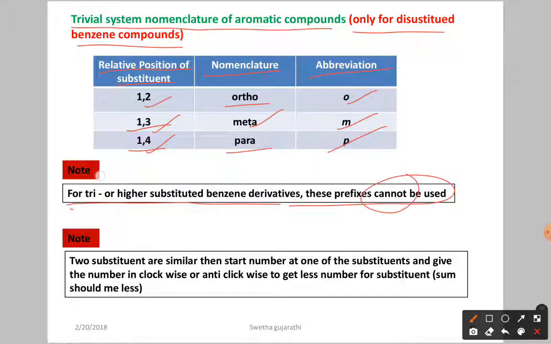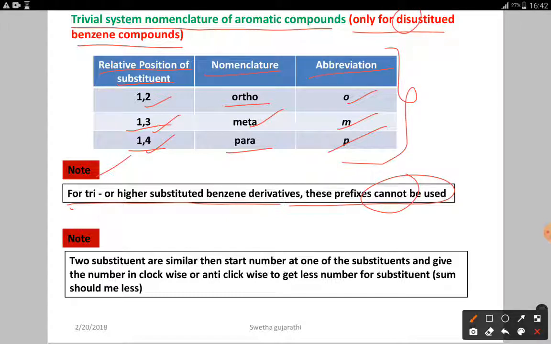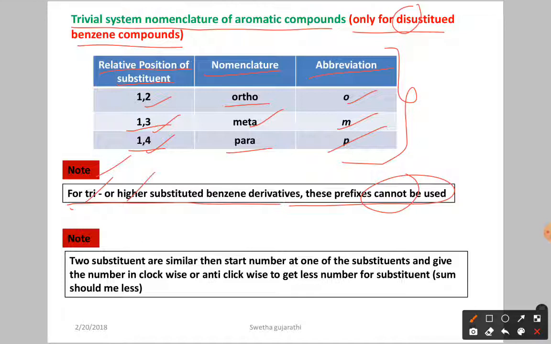Here, what is the note? We are talking about these only for disubstituted. If we have tri or more than that, we are not going to use these abbreviations ortho, meta and para. Here, one more note.